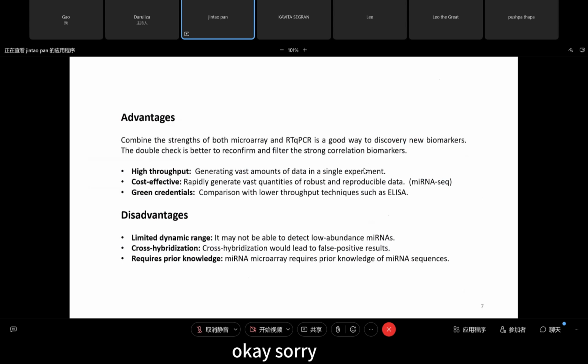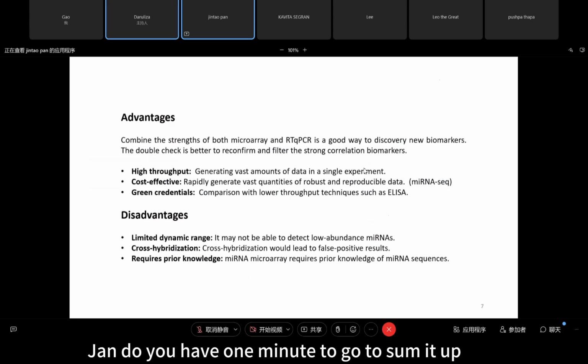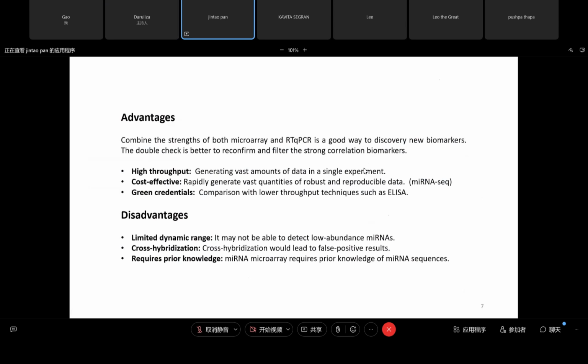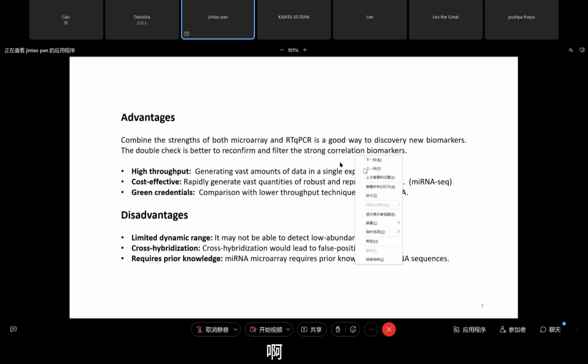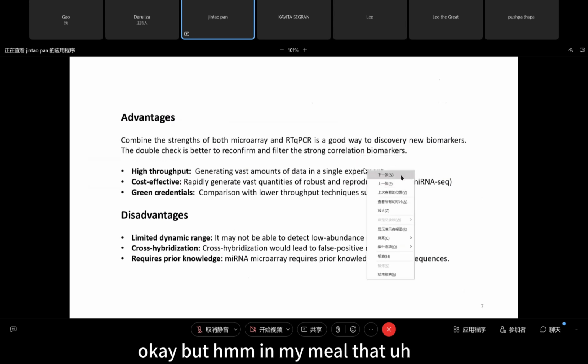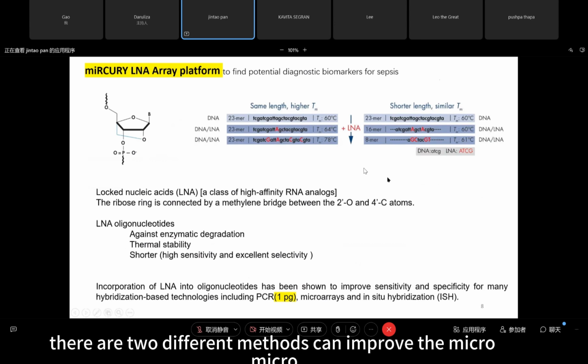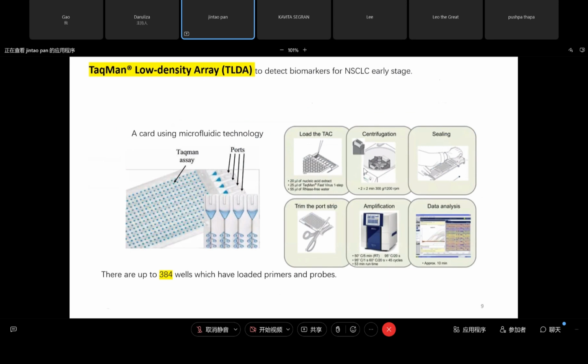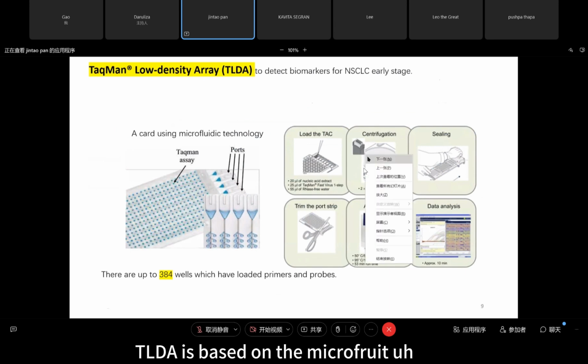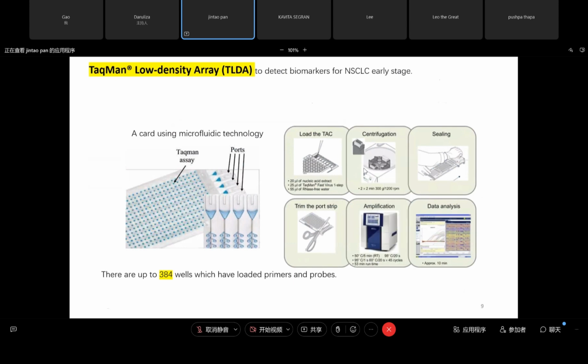Because the microRNA. Okay, sorry, Jianto, you have 1 minute to sum up your presentation. Okay, but in my view, there are two different methods that can improve the microarray ability: LNA and TLDA. TLDA is based on microfluidics, which means you can use a few samples to do a lot of analysis.